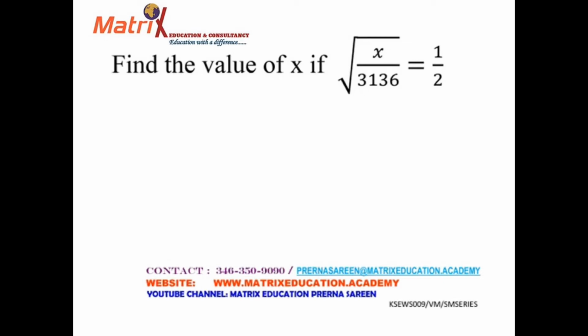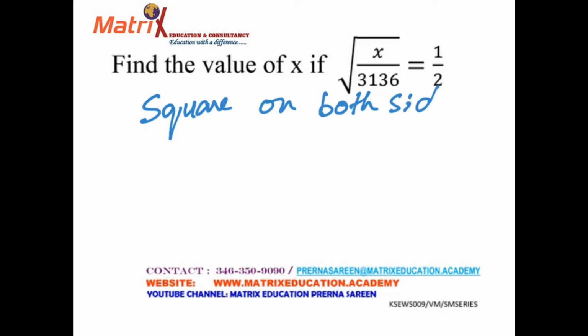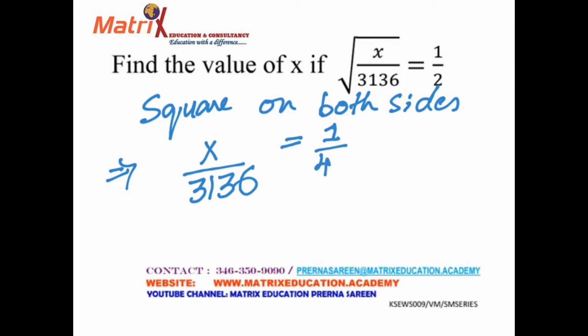I have to find the value of x, and it says the square root of x upon 3136 is equal to 1/2. I can square on both the sides. Square on both sides, so we get rid of the radical sign. I can write this as x upon 3136, which is equal to 1/4.